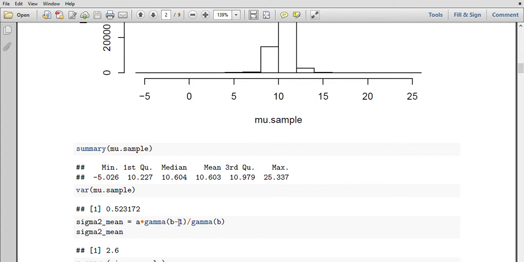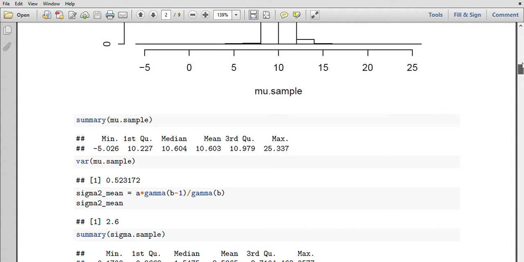So let us first compute the population mean of sigma square, which is A into gamma of B minus 1 upon gamma of B. In general, the expectation of sigma square raised to k is A to the power k times gamma of B minus k upon gamma of B, provided that B minus k is greater than 0, that is, provided that B is larger than k. So the expectation of sigma square squared, that is the expectation of sigma raised to 4, does not exist in this setup.